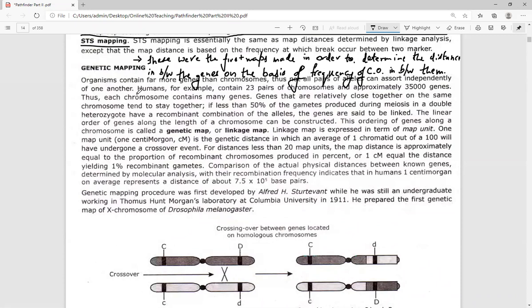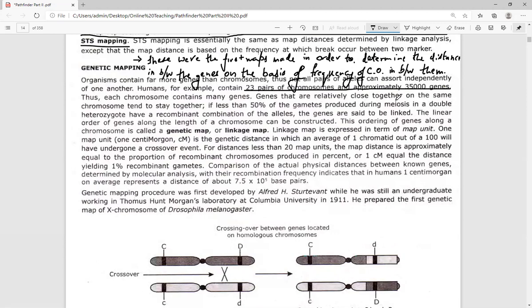Next, organisms contain far more genes than chromosomes. These are all part of the alleles and can assort independently. The human genome has approximately 23 pairs of chromosomes and approximately 35,000 genes. Less than 1% of our genome is coding, and more than 98% of our genome is non-coding in nature.